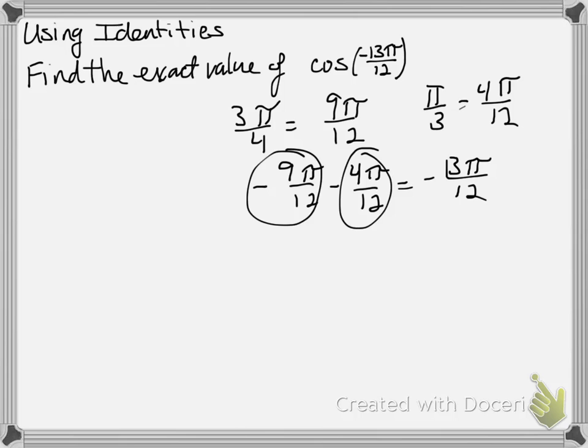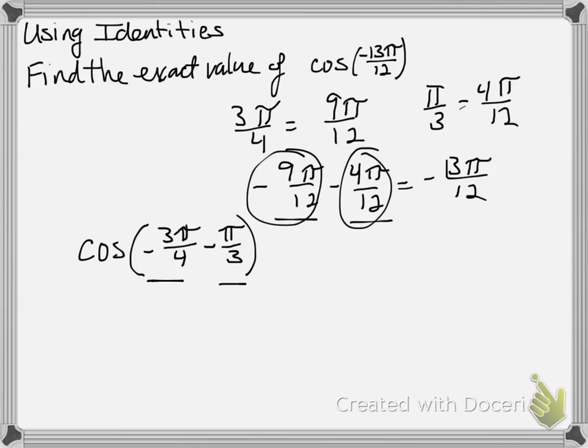So what we want to find is the exact value of the cosine of negative 13π/12, which is the same as negative 3π/4 minus π/3. Because 3π/4 is 9π/12 and π/3 is 4π/12, negative 3π/4 minus π/3 is the same thing as negative 13π/12. For these two angles, negative 3π/4 and π/3, we know the exact sine and cosine values from the unit circle.